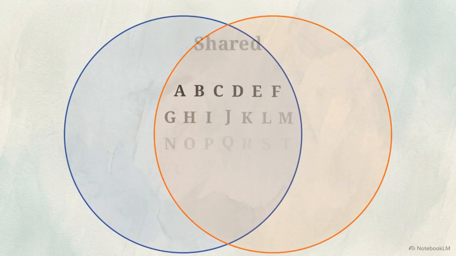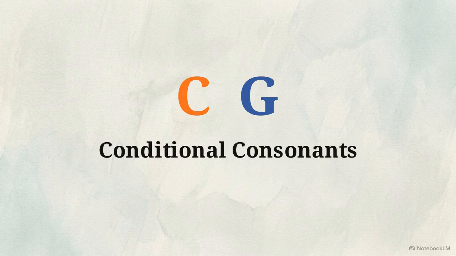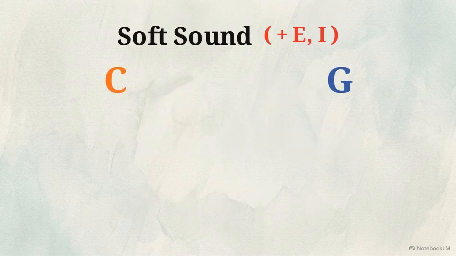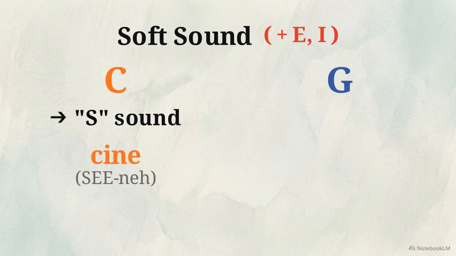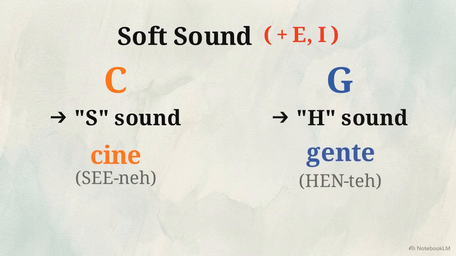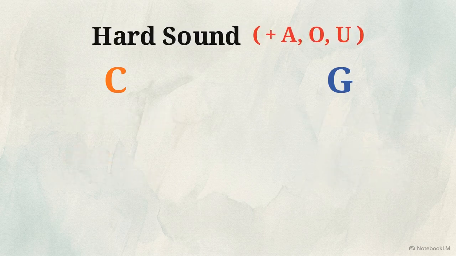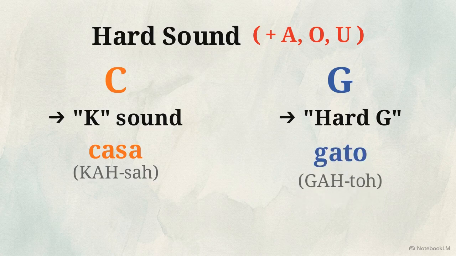Because the alphabet is shared, you only need to learn how a handful of letters behave differently. The letters C and G are conditional consonants. Their sounds change based exclusively on the vowel that follows them. If a C or G is followed by an E or an I, they make a soft sound. C becomes an S sound, like in cine. G becomes a breathy H sound, like in gente. But if they are followed by an A, O, or U, they make a hard sound. C makes a K sound, like in casa, and G makes a hard G, like in gato.